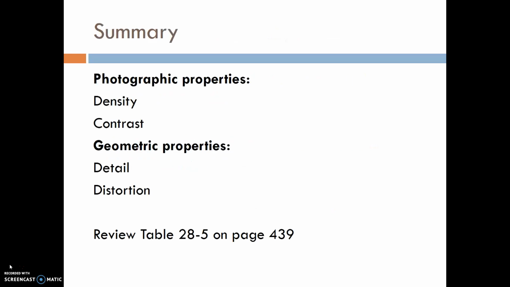In summary, there are 2 photographic properties, density and contrast, which affect the visibility of detail. There are 2 geometric properties, which are detail and distortion. These are the 4 image quality factors.